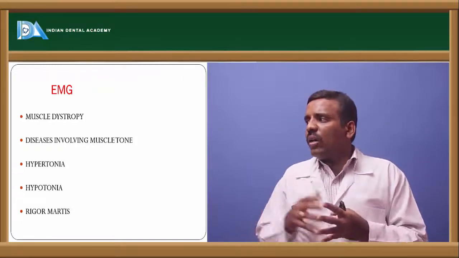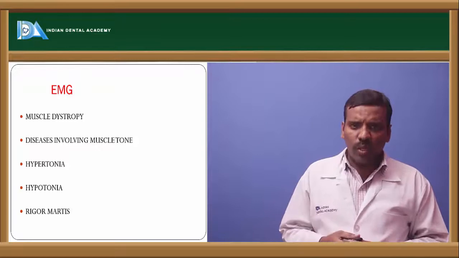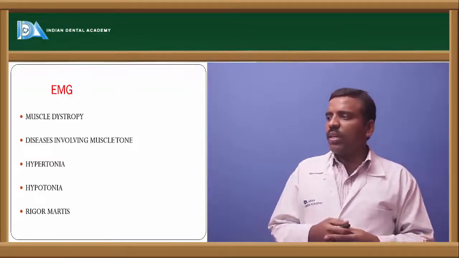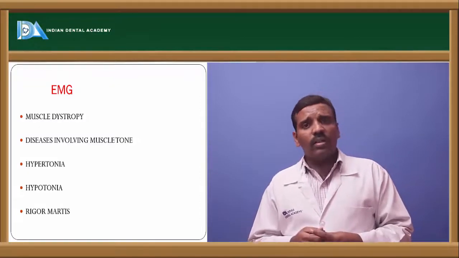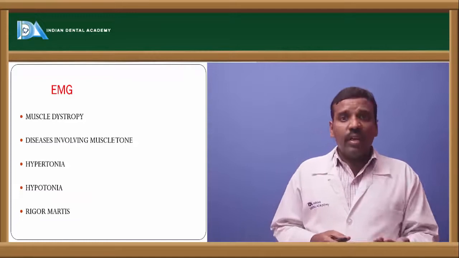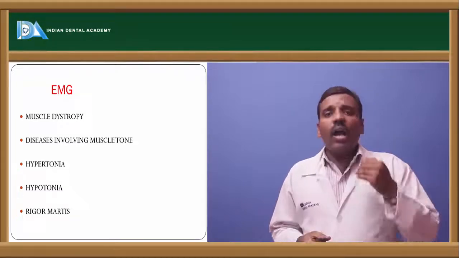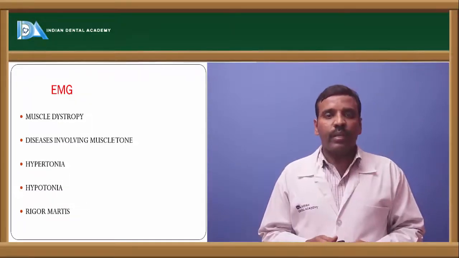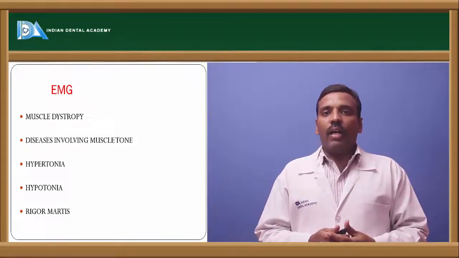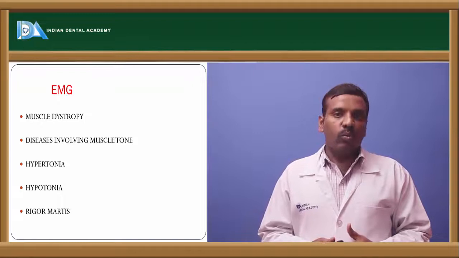According to this, there are majorly two types of diseases: hypertonia and hypotonia. Hypertonia is where the muscle tone is increased, and where the muscle tone is decreased, that is hypotonia. So this is all about the muscle, as per my knowledge. Okay, thank you very much.